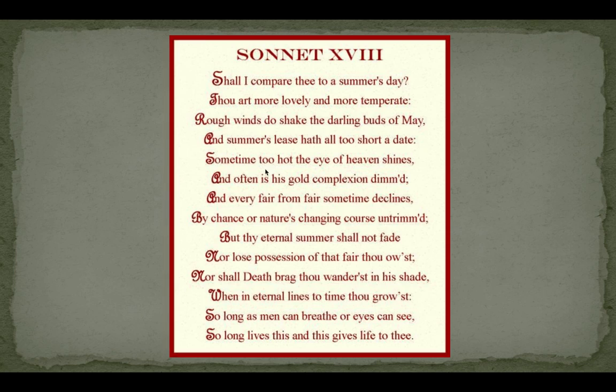We also know that sometimes it's just too hot. "Often is his gold complexion dimmed." So we're talking about the sun here. Gold complexion, of course, the bright gold complexion of the sun. It gets covered up by what? Maybe clouds or fog. So things aren't always great in the summertime. So here we have some problems, and then we're moving this problem on. "And every fair from fair sometime declines." What that means is all good things. All good things.